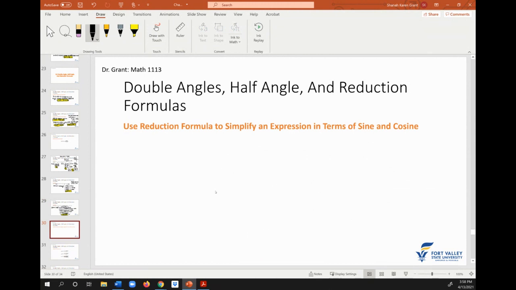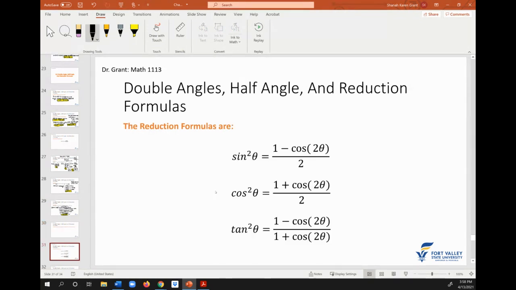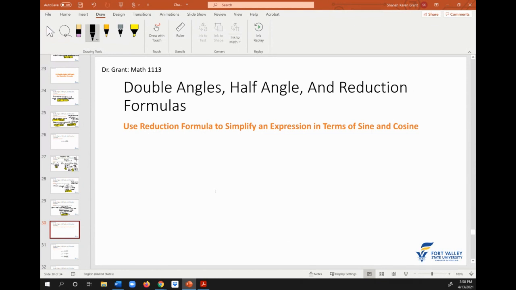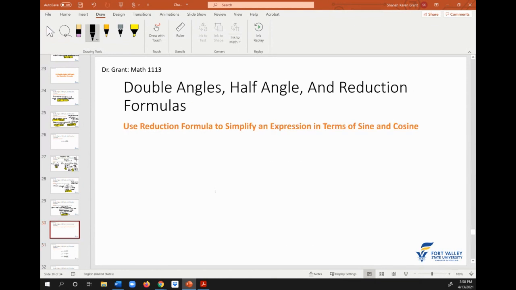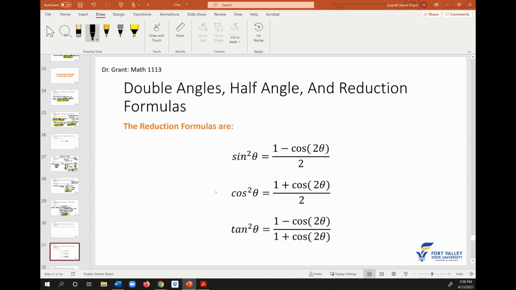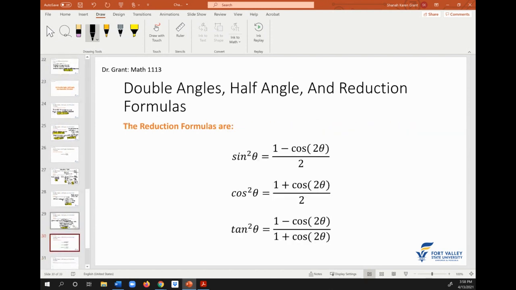Alrighty, so now we're going to look at the reduction formula. Use reduction formula to simplify an expression in terms of sine. I think this was an extra slide, but here we are. So this is our reduction formula.